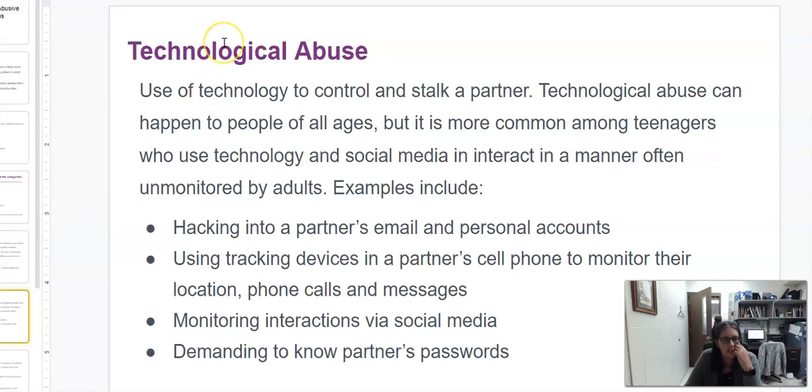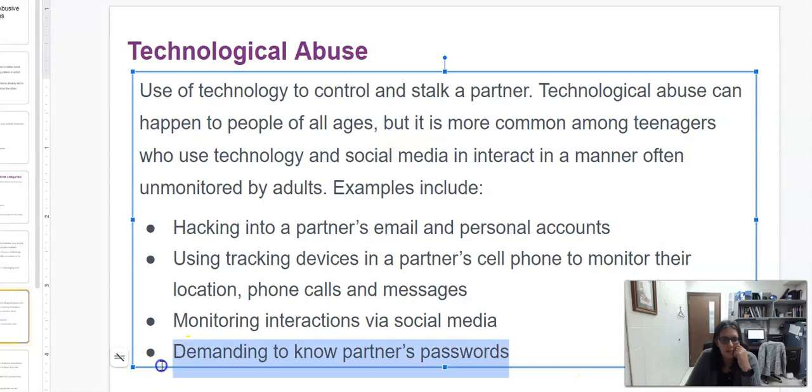And then looking at technological abuse. This can be control or stalking a partner using technology. It's more common among teenagers who use technology and social media. So it's hacking emails, tracking devices without permission. Sometimes people just track because it's fun. Like my sister can track where I'm at and I don't care. But it's those kinds of things, demanding to know a partner's passwords. And this can be tricky. If you have someone that you suspect of infidelity and cheating, it can be something you'd want to check to verify if there's concerning behavior, but demanding it is a whole other thing, right?